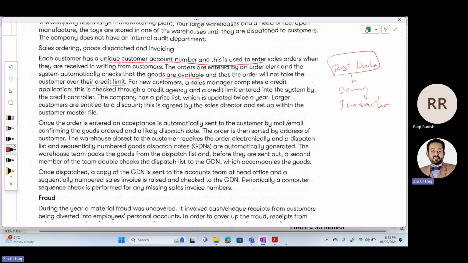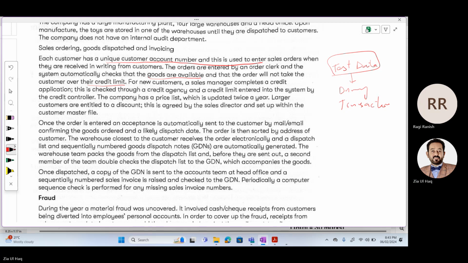In test data, we perform some dummy transactions, and those dummy transactions we prepare wrongly ourselves to see if the system rejects them. So using test data, an order exceeding stock availability and over the credit limit of the customer will be entered into the system to see the system rejecting the order. This is to ensure orders are accepted against the stock available as well as according to the credit limit of the customer, meaning the system is performing this control.